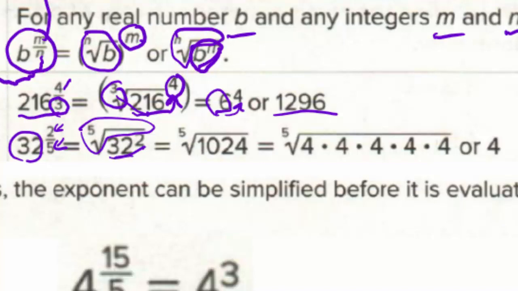So when we do 32 to the 2nd power, we get 1024. And then, of course, the 5th root of that is 4 to the 5th power. And the 5th power is canceled out, leaving just 4.